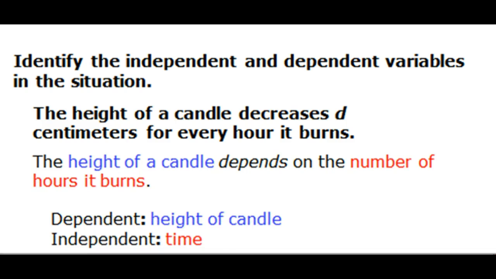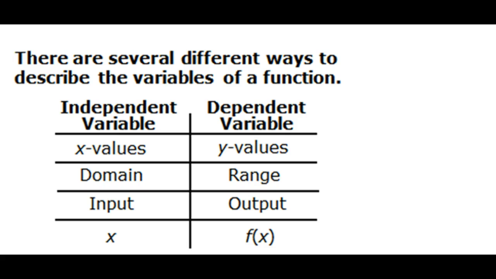Again, your dependent statement would be the height of a candle depends on the number of hours that it burns. There are several different ways to describe variables of a function. The independent variable, we also say that's our x values. In math, we use the word domain. We say it's the input, okay, or just x. For dependent variable, we can say it's the y values. It is the range. It is the output.